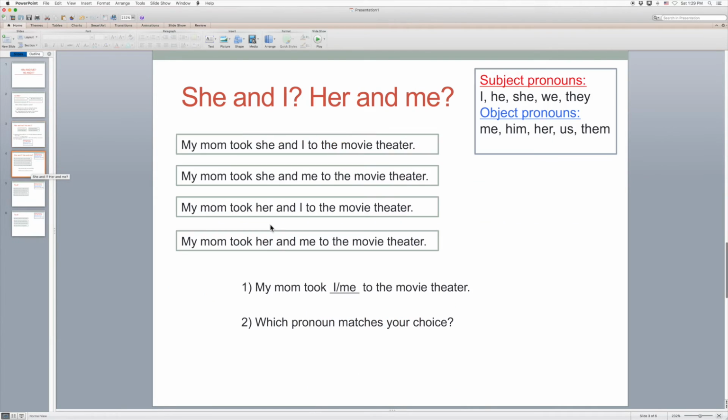Okay, so let's try another one. She and I or her and me. It doesn't matter if it's male or female, the same rules apply. So let's take a look at our 4 choices.